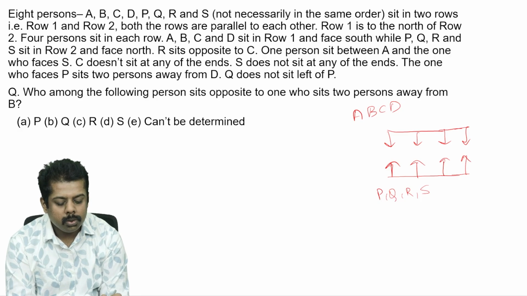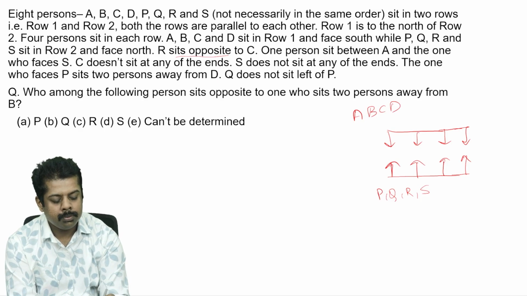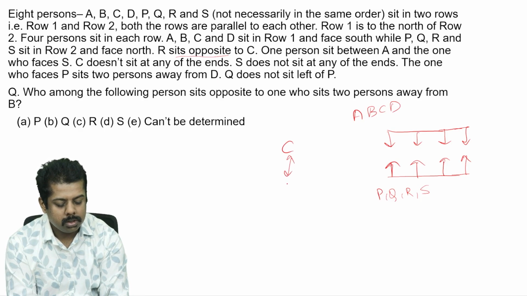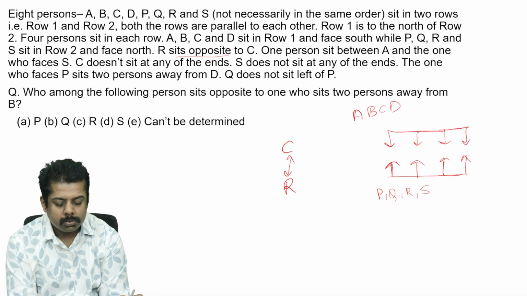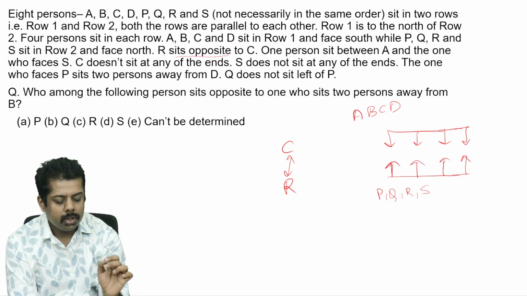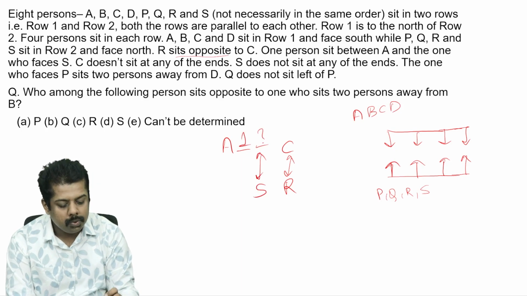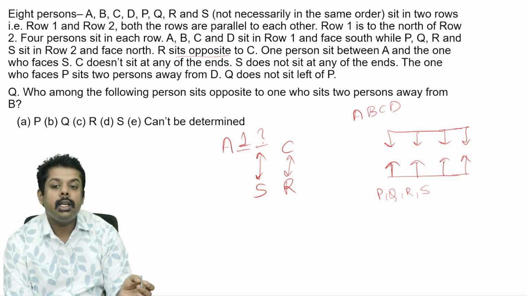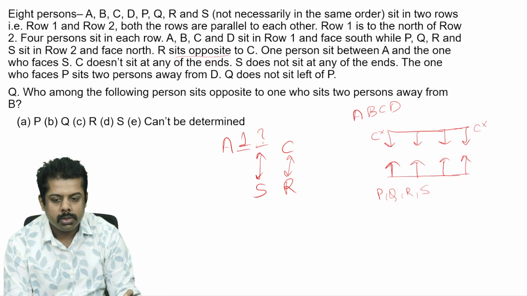Now going through the conditions or the points that they have given. The first point is R is sitting opposite to C. As we know, R and C are opposite. We have noted it down. Next point, one person between A and the one who faces D. Another point that they've given is C doesn't sit at any end. So we can just note it down as well. That means C is not going to sit here and C is not going to sit here. So C is in the second or the third position.